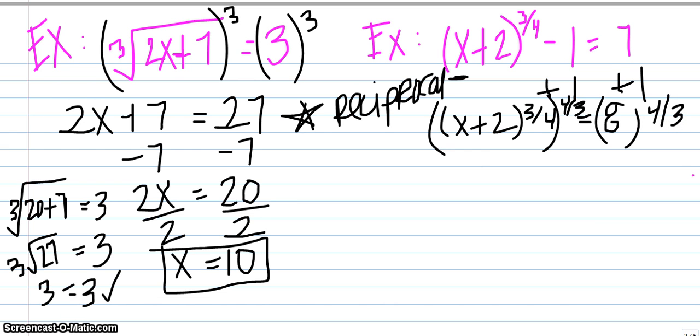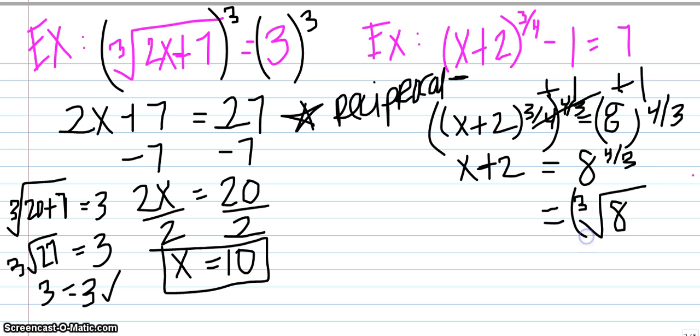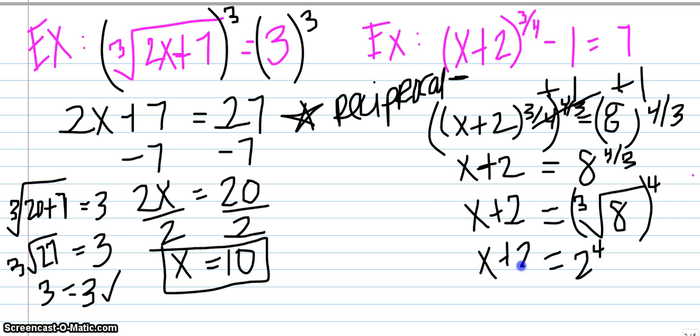So when I do that, the 3/4 and the 4/3 cancel. So I have x plus 2 is equal to 8 to the 4/3. I'm going to go ahead and put that into radical notation so I can solve. So I have the cube root of 8 all raised to the 4th power is equal to x plus 2. Well, I know that the cube root of 8 is 2, and then 2 to the 4th power is going to give me 16. So x plus 2 equals 16. Subtract 2. So x is equal to 14.